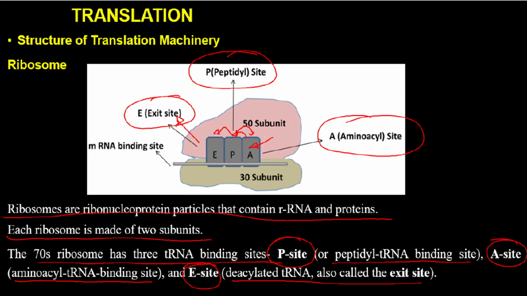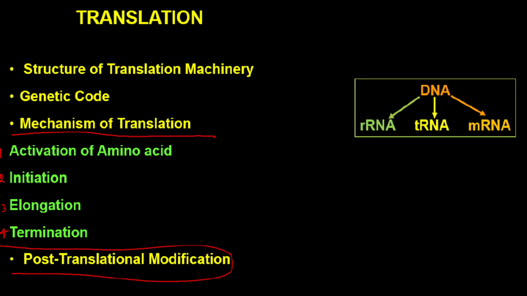Each ribosome is made up of two subunits, as we have seen. The 70S ribosome has three tRNA binding sites, the P site, the A site and the E site. So the P site is the peptidyl tRNA binding site, as you can see in the middle. The A site is the aminoacyl tRNA binding site in the right corner, and the E site is for deacylated tRNA, also called the exit site. Okay.